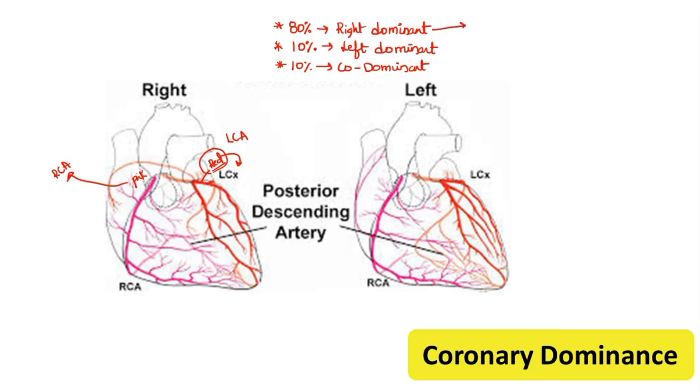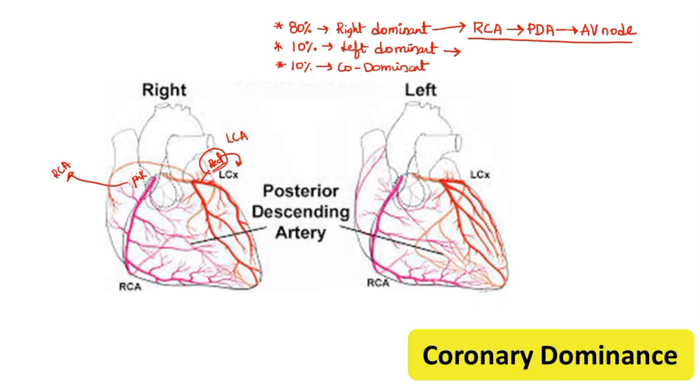When I say right dominant, the right coronary artery gives rise to the posterior descending artery, and this posterior descending artery is the major artery which supplies the AV node. Just remember this flow: RCA giving rise to PDA, and it is supplying the AV node.